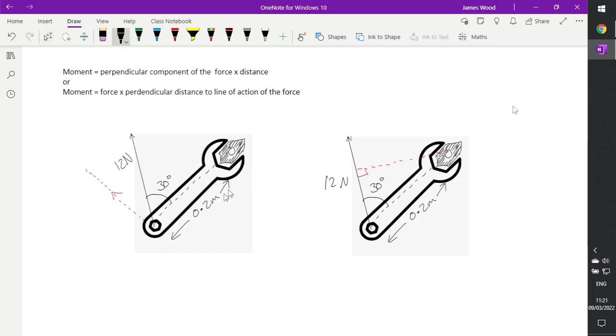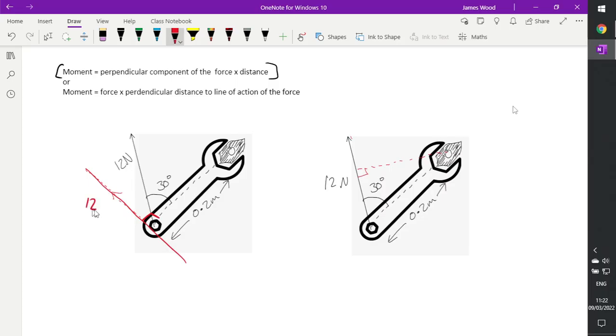So I've got a spanner of length 0.2, or 20 centimeters. And then I've got a force of 12 newtons at an angle of 30 degrees to the spanner. So if I use this first definition, the perpendicular component of the force, I want to resolve this 12 newtons into this red component here, because this is the component that is perpendicular to this line here. We call this the line of action of the force. Okay, so it's perpendicular to the distance. So we've got the line of action here, and the distance here, and they're perpendicular. So we want this component here.